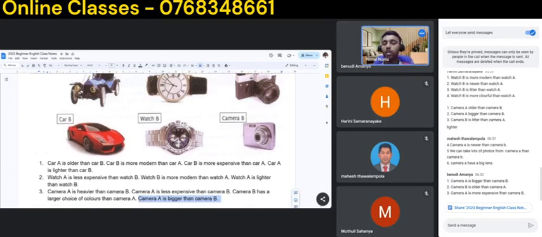Right? Okay. So in this way, you can write the comparative words. You can use the comparative form of the adjectives to compare products. When you compare two products, you can use the comparative form of the adjectives.